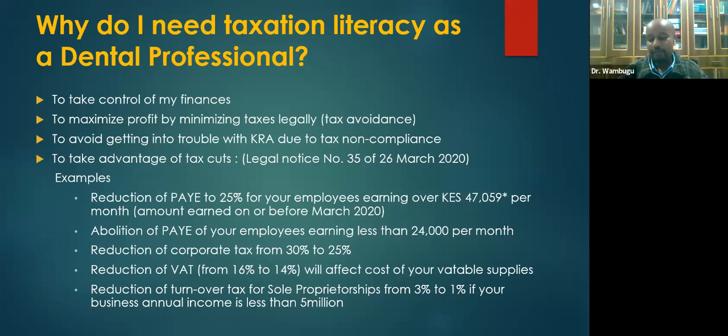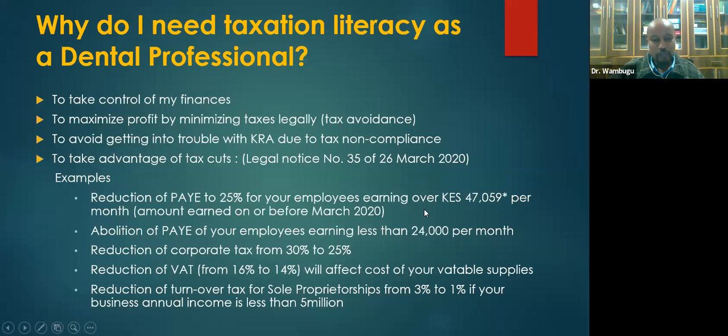After the COVID pandemic hit us as a country, the government made some changes to favor the population. As of March 26th, I'm sure those people who are employed know that the highest income bracket has been reduced to 25%. This is for employees who are earning more than 47,059 shillings, the amount you were earning before March 2020. This legal notice came into effect on 26th March 2020.